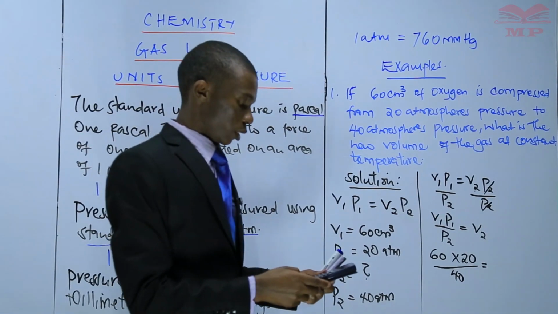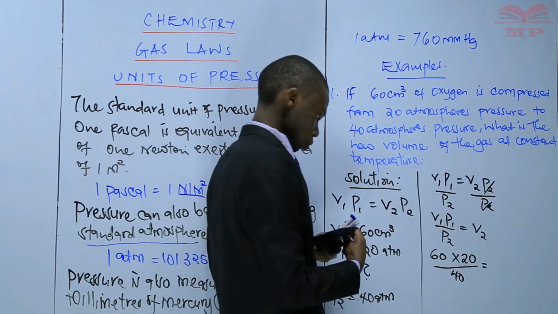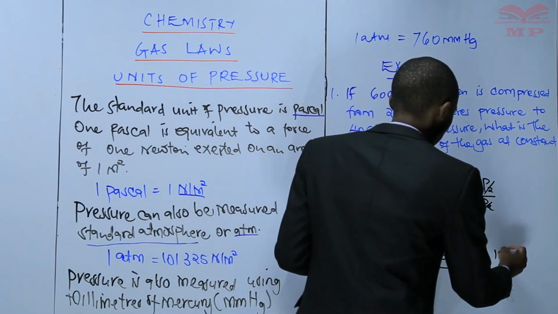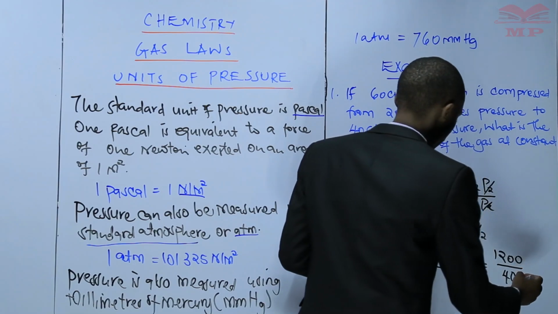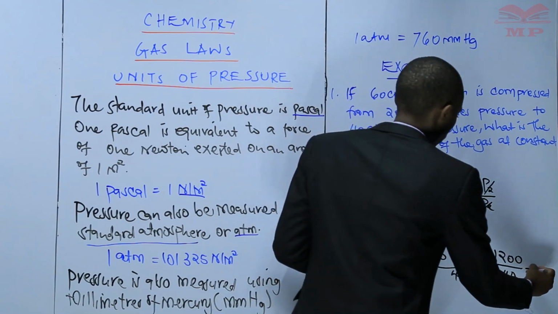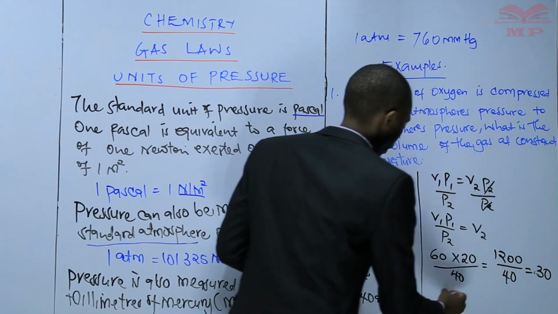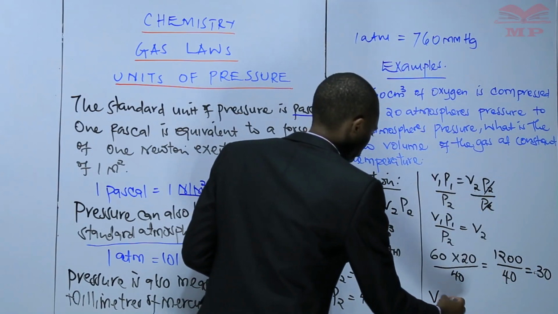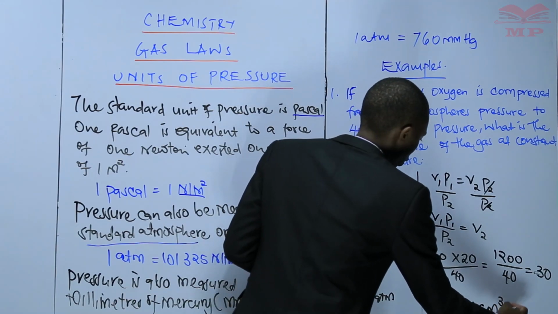$60 multiplied by 20 gives you 1,200, divided by 40. And this gives you 30. And therefore, our V2 is 30 centimeters cubed.